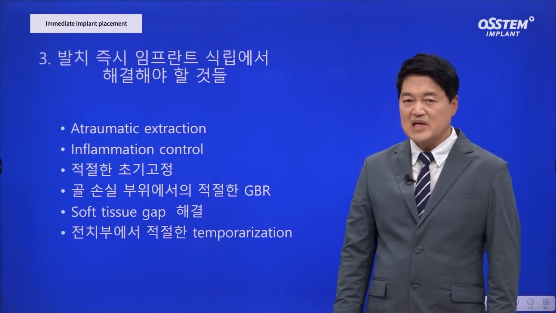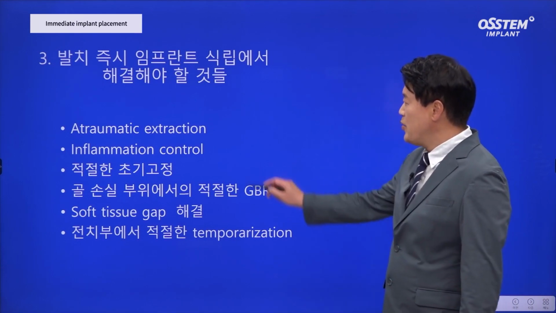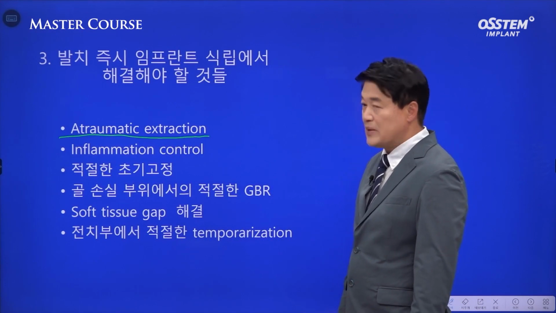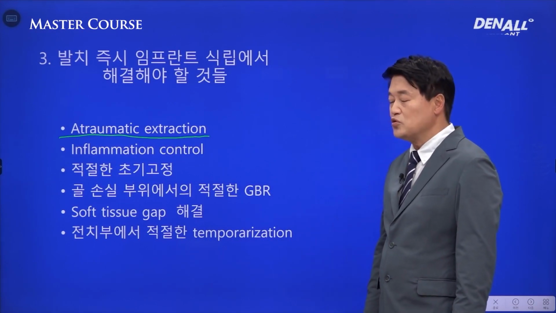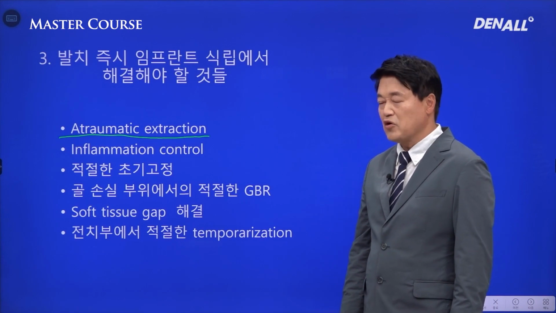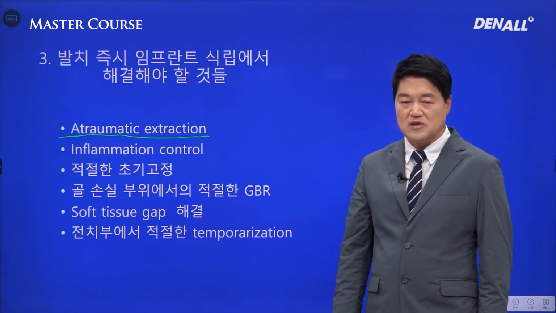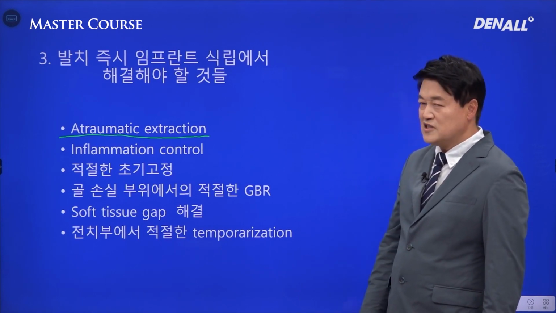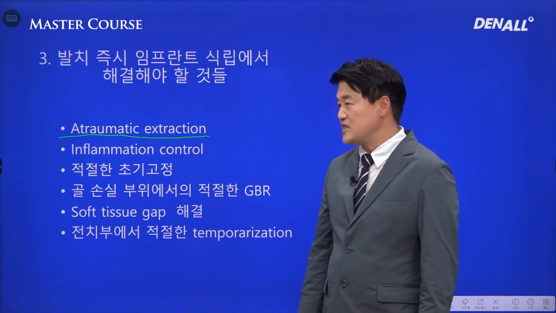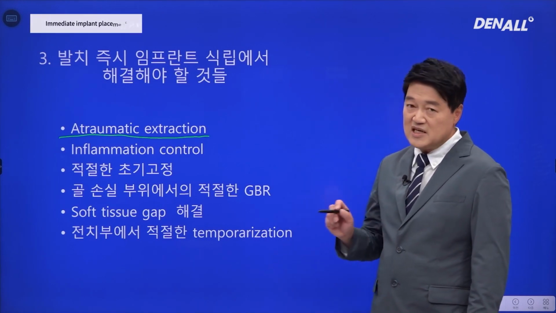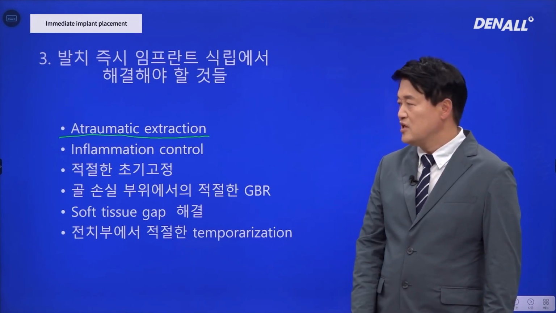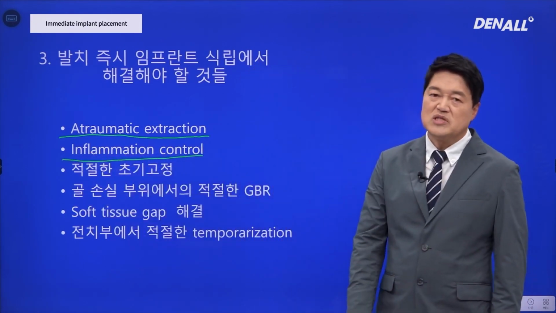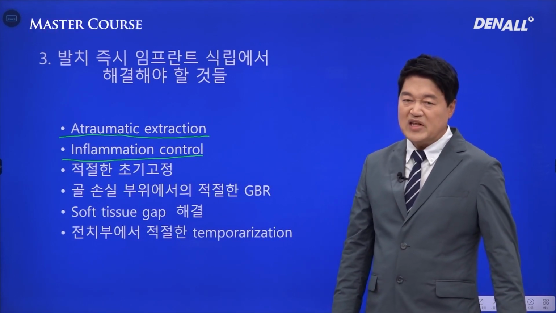Next, these are the challenges related to immediate implant placement. As mentioned, a traumatic extraction should be done. We need to preserve the existing bone. And if you damage soft tissue, unaesthetic results can come to be. Therefore, a traumatic extraction needs to be done. All extraction cases have a little bit of inflammation. Therefore, thorough inflammation control is very important.